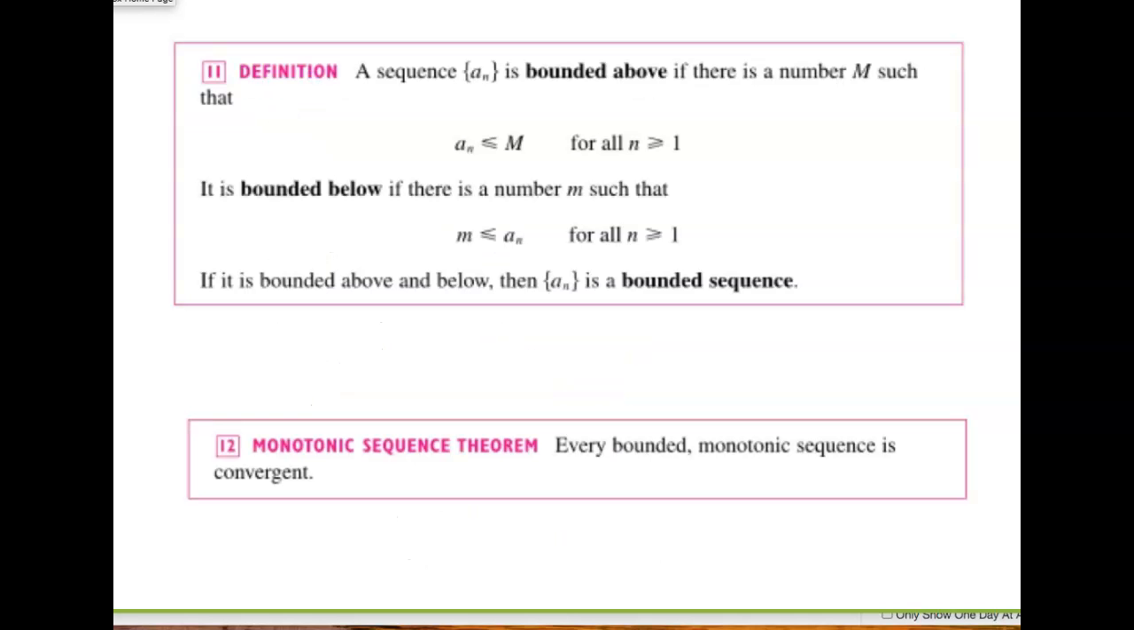A couple definitions. A sequence is bounded above if there is a number M such that a sub n is less than or equal to M for all n. And it's bounded below if there's a number lowercase m such that m is less than or equal to a sub n for all n. If it's bounded both above and below, we call it a bounded sequence.